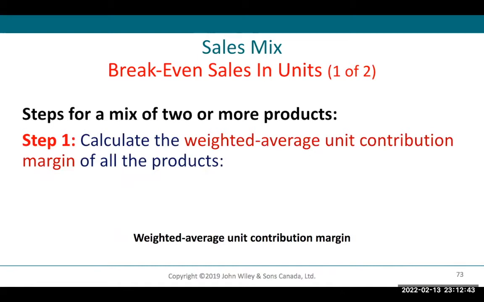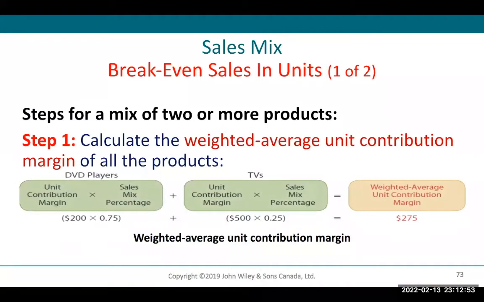So when you have a mix of two or more products, these are the steps that you take. You will calculate the weighted average unit contribution margin of all the products. So how do we do that? So we know how to calculate our contribution margin per unit. And now we're thinking of an average.